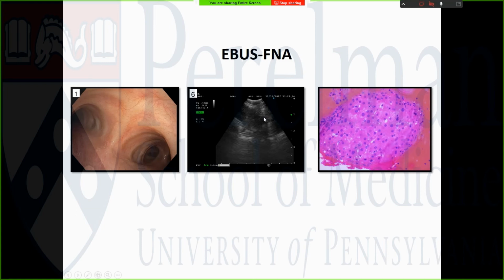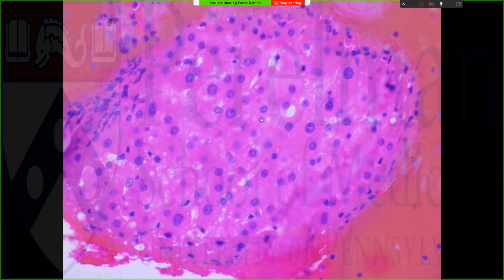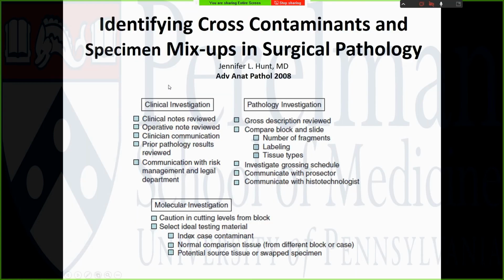biopsy of this area, and to our surprise, we found this pink tissue again on the cell block material, and I'll describe here this abundant cytoplasm, granular eosinophilic with some lipofuscin, very round nuclei with prominent nucleoli and interspersed sinusoids. What I'm describing here is just normal hepatic tissue.